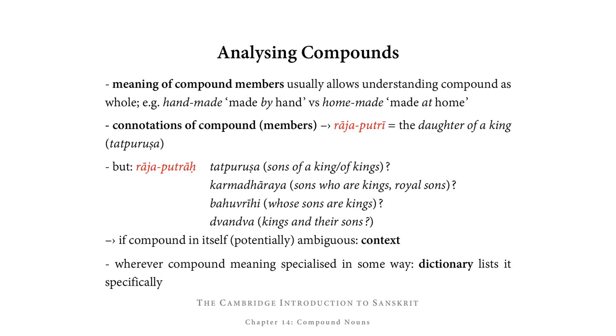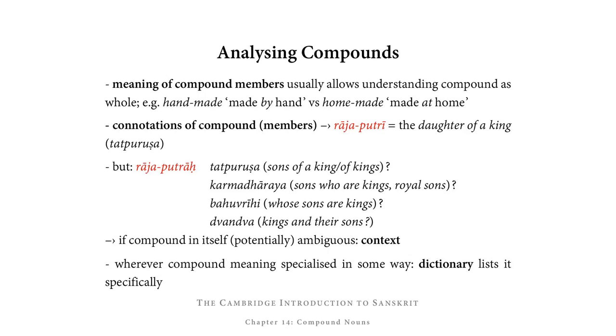For example, the word Raja Putri consists of the words Raja, meaning king, and Putri, meaning daughter. You're very likely to interpret that as the daughter of a king, so as a Tatpurusha, simply because it's very unlikely to be a Karmadaraya, a daughter who is a king. A daughter would be a queen. It's also very unlikely to be a Bahuvrihi, someone whose daughter is a king, because again, a daughter would be a queen. And it also cannot be a Dwandwa, because a Dwandwa would have to be in the dual or in the plural.